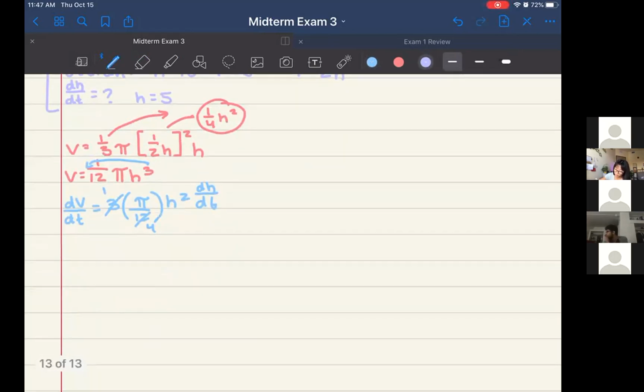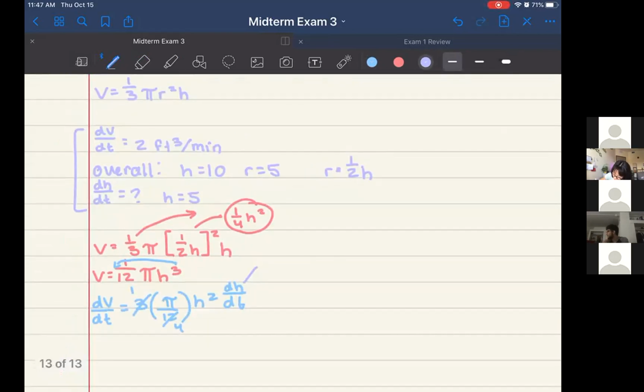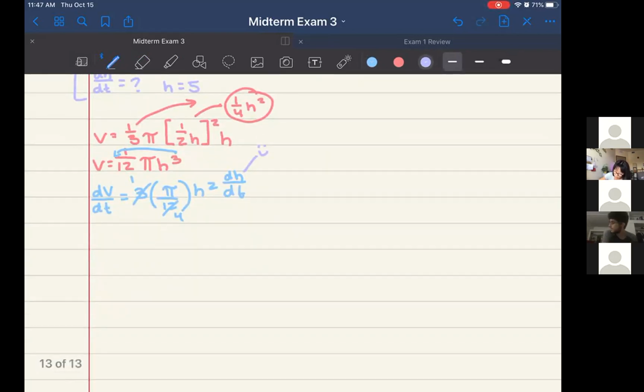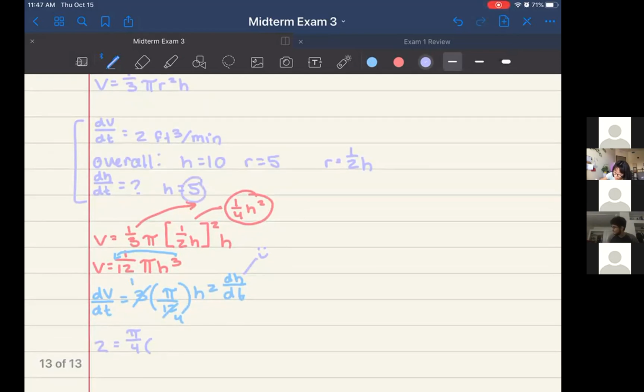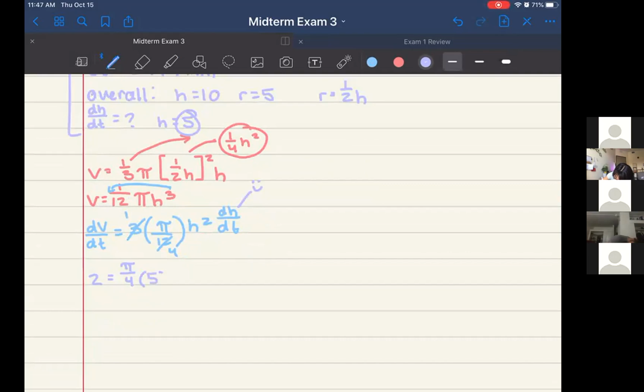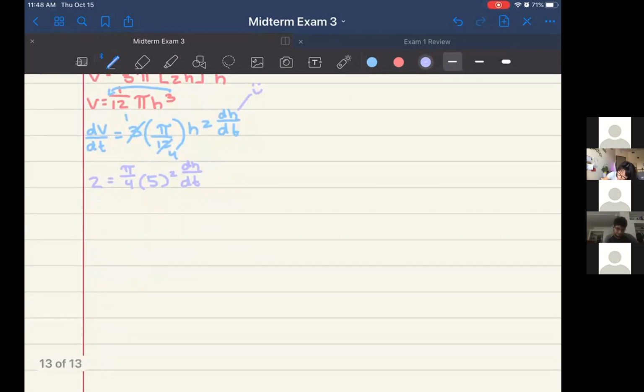So now that we actually have what we need to find, we can plug in what we already know. So dV/dt equals 2. And we're going to set that equal to pi over 4 h squared dh/dt, and this is when h is equal to 5. So 5 squared times dh/dt. And then we're just going to rework this to isolate dh/dt. So 2 is equal to 25 pi over 4 dh/dt.